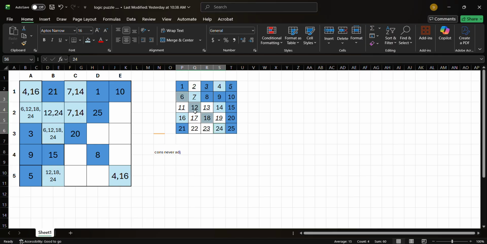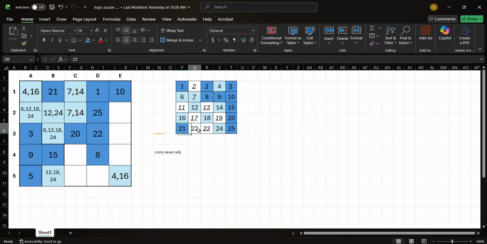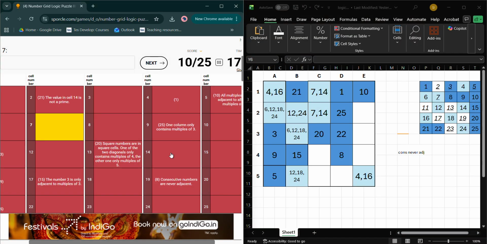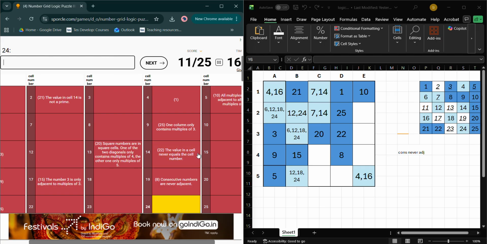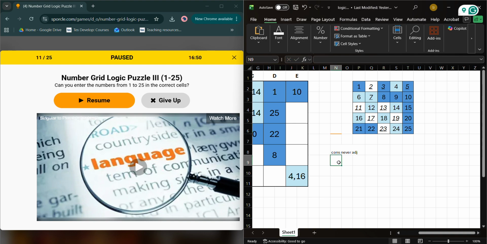I should have blued them out because now it's going to be left with very little that goes in this box. So 2, 11, 13, 17, 19, 23 are all prime, which leaves the only non-prime left as 22. 22 is literally the only number that can go in there. So that's great. 22 in there. The value in a cell never equals the cell's number. Okay, right. This is a bit tricky because I don't have that.